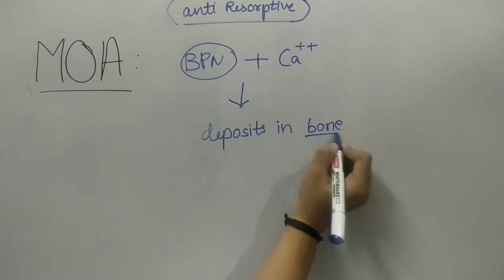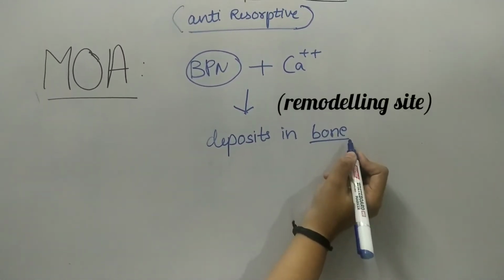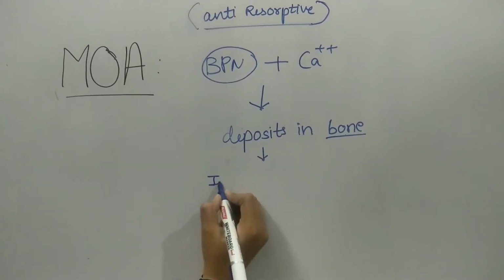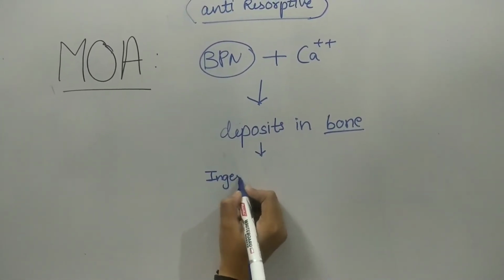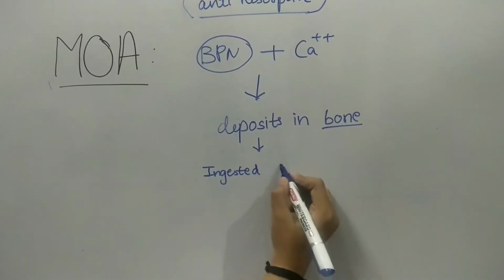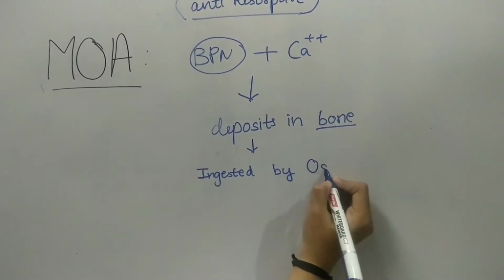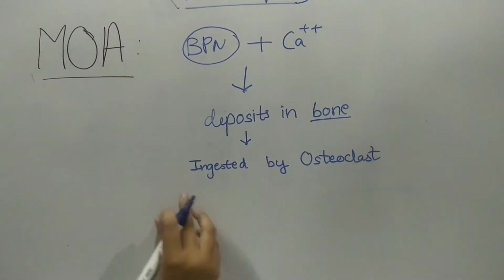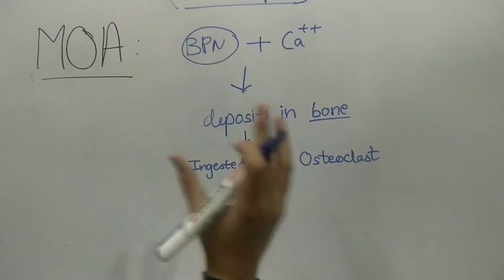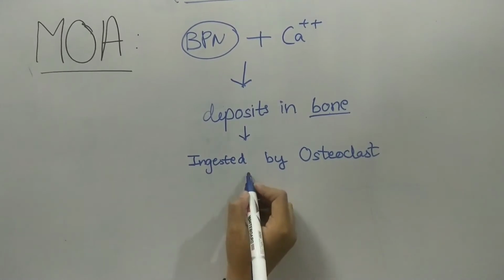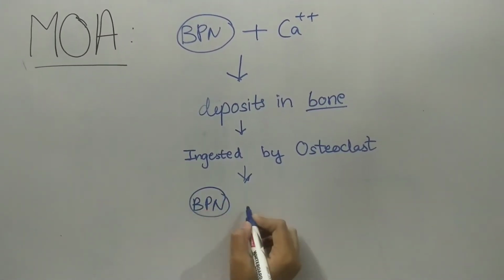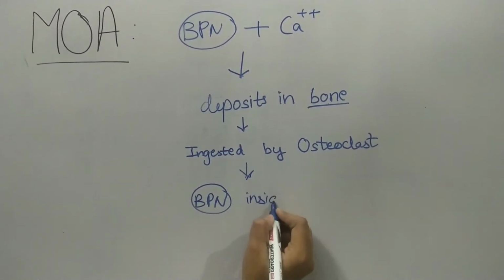And in which side of the bone? In the remedullary side of the bone. After that, it is ingested by the osteoclast. So, bisphosphonates are now inside the osteoclast. What is the next step?